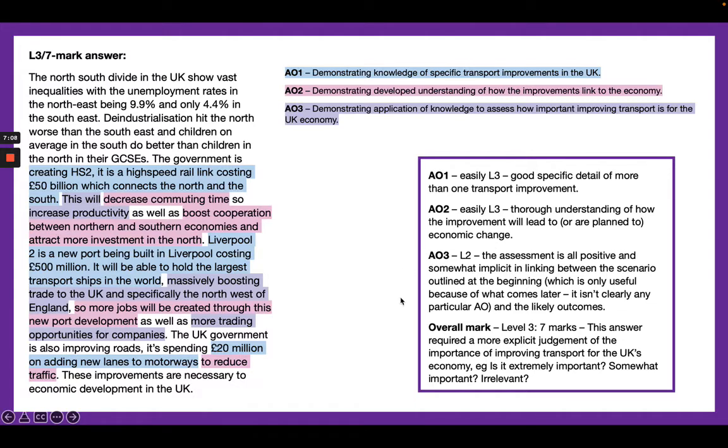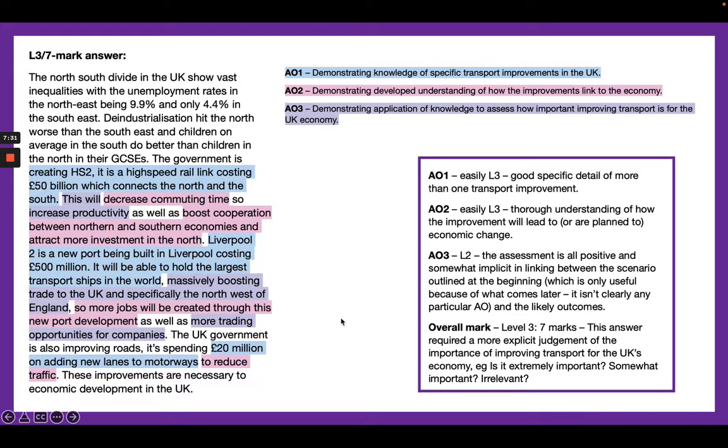AO3 here, the examiner also notes that the AO1 used in the top is not linked back. They don't really use it, they don't really mention it as much. And the conclusion's a little bit vague. And you can see here the examiner is also saying, where's that amount? Extremely important, somewhat important. Given that amount's really important.